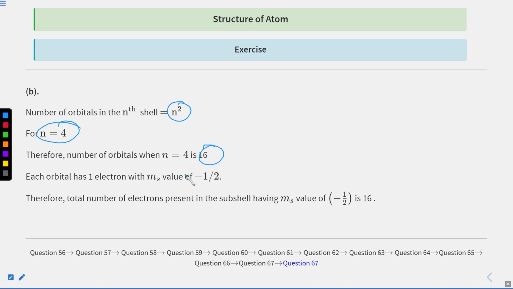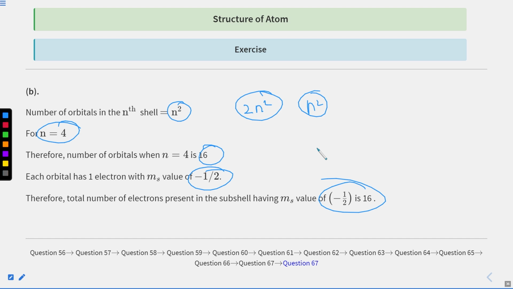Now it was asked about the ms value. If each orbital has 1 electron, therefore the number of electrons which will have the minus half value will be 16. You can also do it in this way. Suppose there is the nth orbit, so the number of electrons is 2n square. Now out of this, half will be plus half and half will be minus half, to validate Pauli's exclusion principle. That would give us n square. So for n equals 4, 16 is the correct answer.